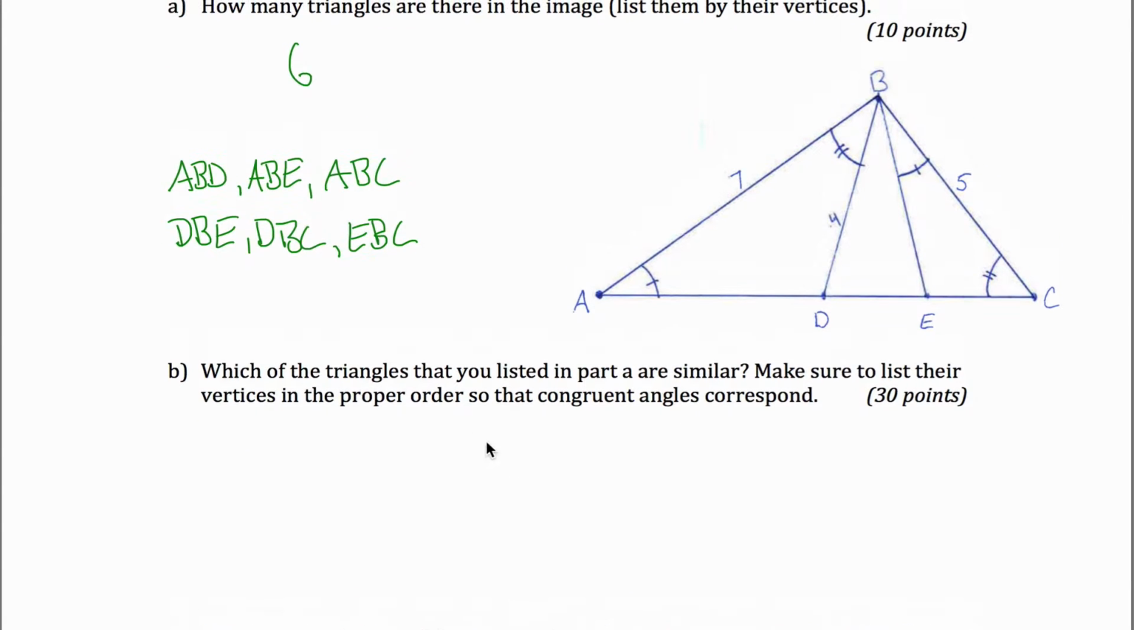Which of them are similar? I think to see that they're similar, it helps to label a few more angles. So I got this angle 1 here and this angle 2 here. Maybe I'll call this angle 3. And so note that in any triangle, I have 180 degrees to use. So I used up 1 and 2, and what was left over was 3.